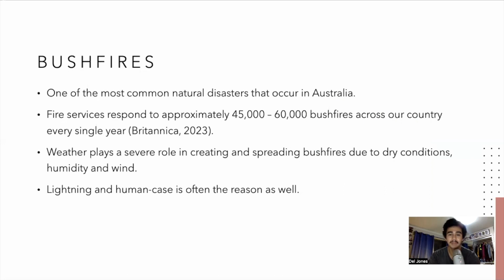Bushfires are one of the most prevalent and dangerous natural disasters that occur in Australia, most recently and notably the 2019 to 2021 bushfire season, highlighting the devastating impact that a bushfire can have on thousands of lives, spreading across both Queensland and New South Wales. In Australia, fire services respond to between 45,000 and 60,000 bushfires around the country every single year, a growing number that is increasingly concerning when going through a dry period.